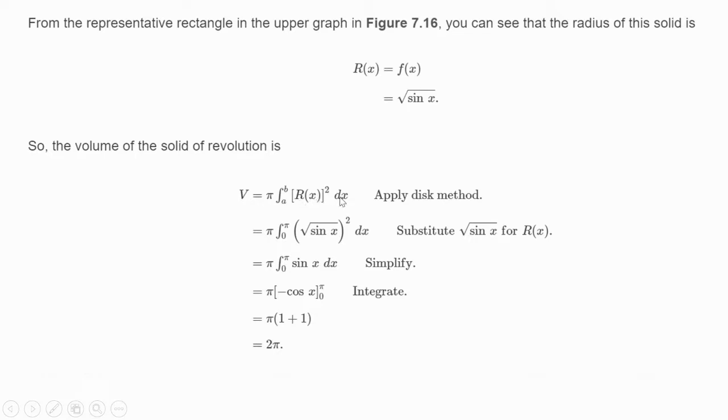But it is a function of x, and this is dx because we looked at how we drew the representative rectangle that told us we were integrating dx. So now we can substitute everything in. Pi is pi. The problem told us that we were going from 0 to pi. When I square r of x, this is r of x. So when I square the square root of sine x, I just get sine x. So now this is pi, the integral from 0 to pi, and this is sine of x dx.